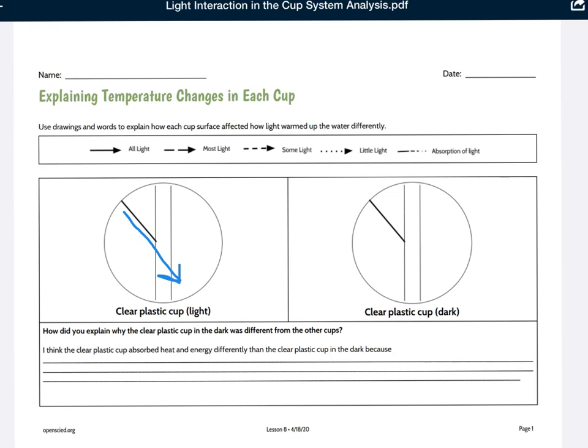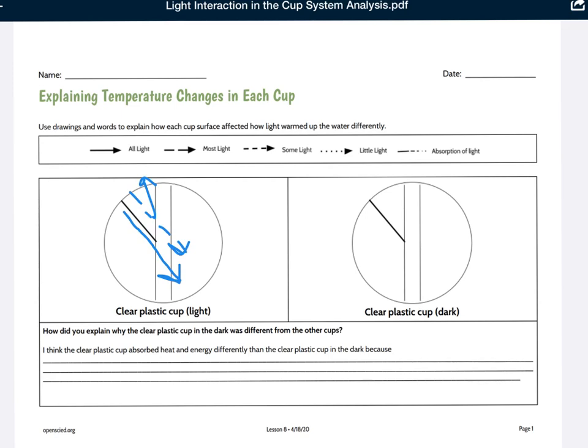Okay? But maybe you think maybe some of it doesn't. Maybe some of it gets reflected. So maybe you think it's kind of like most light. Maybe you think that some of it gets through. So then you draw an arrow like this. And maybe you'd want to show that also maybe some of it bounces back.